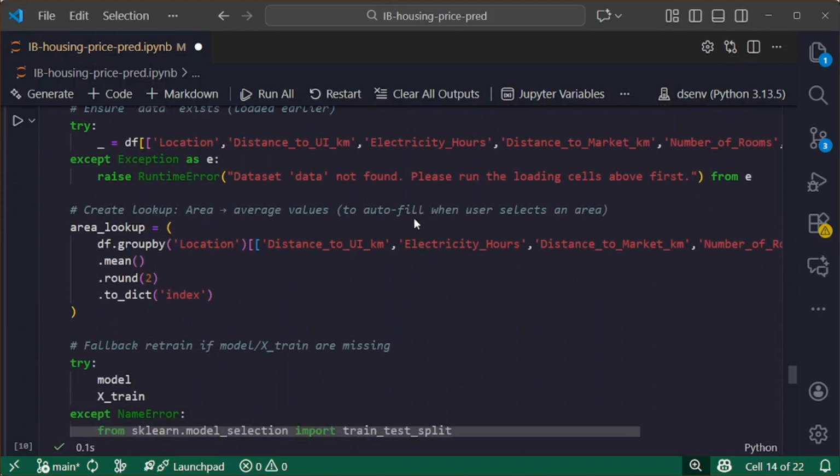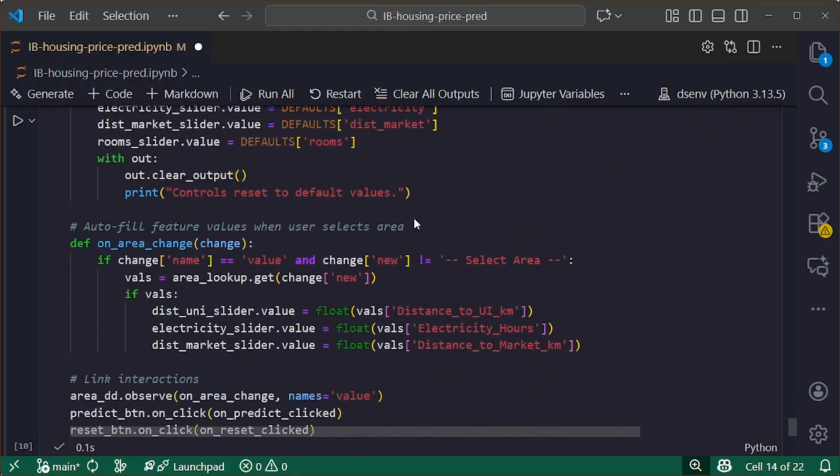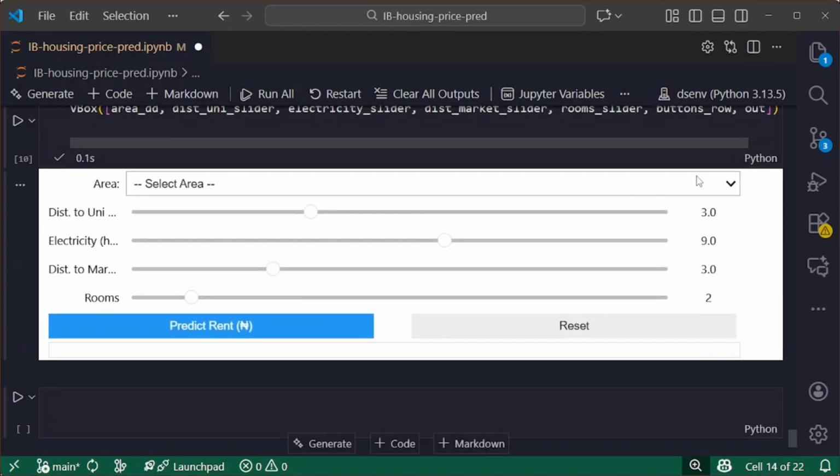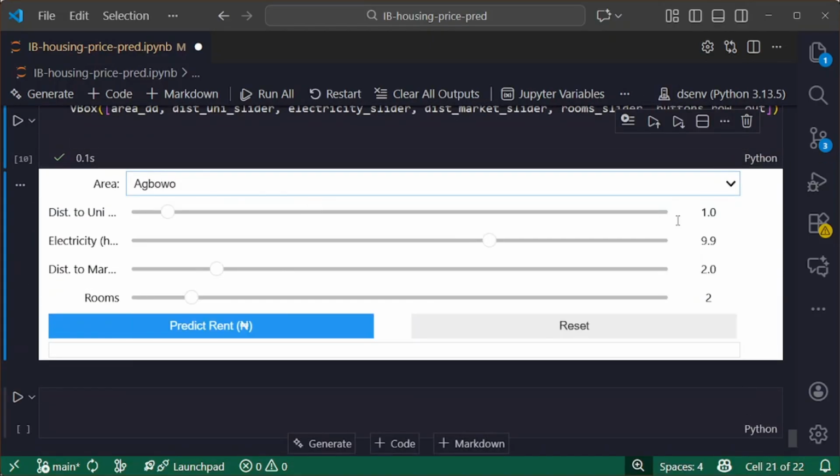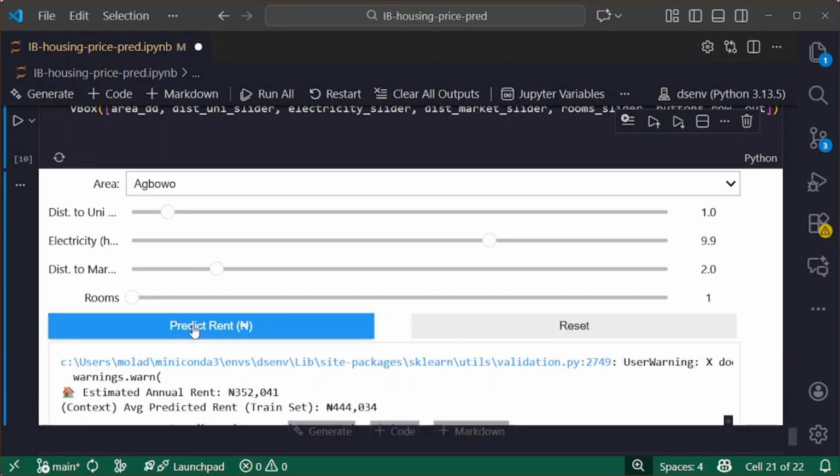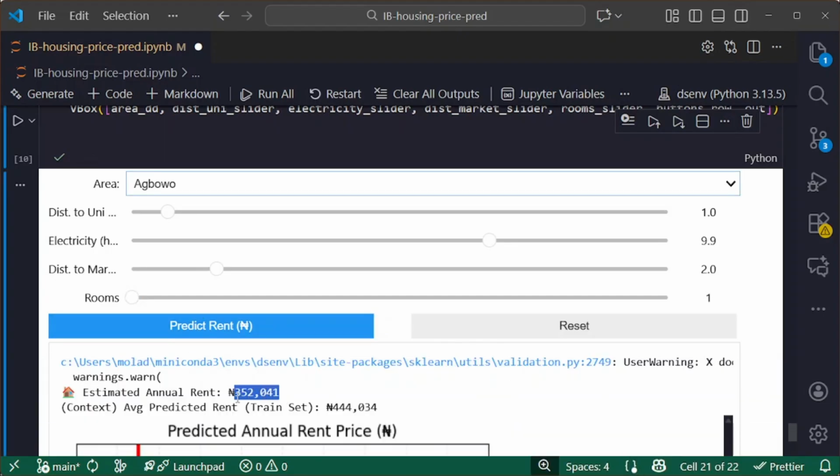And then just to interactively test the model, I'm not going to be doing much because we have tested it before. So we go to somewhere like Agbo, for example. Agbo has preset values based on the distance to university, the electricity, distance to market, and the number of rooms. So, as usual, we set them based on the amount of rent and the ideal environment for a student, and then we predict the rent. It comes out to 252,000, telling us that with these values, the ideal price for a house should be 252,000.